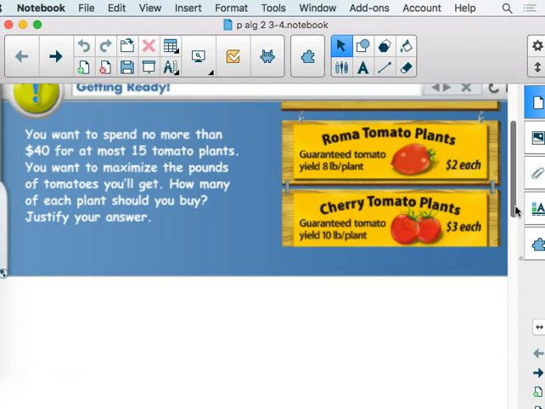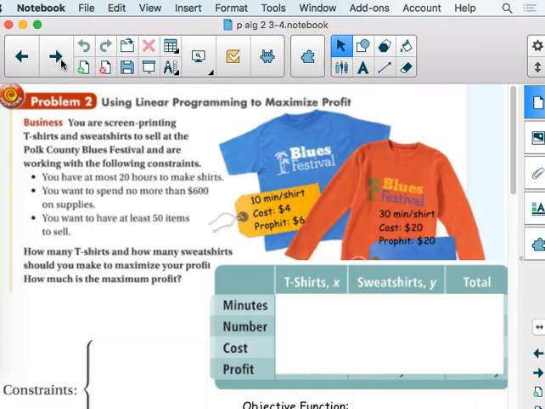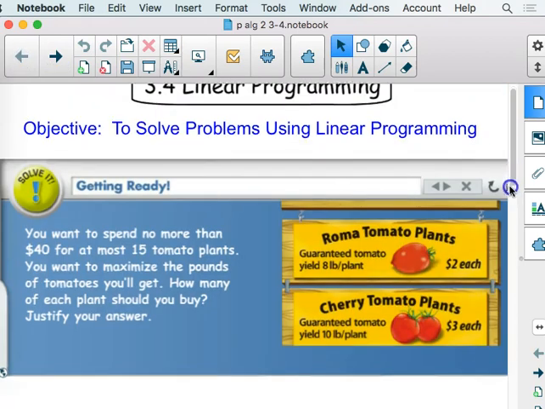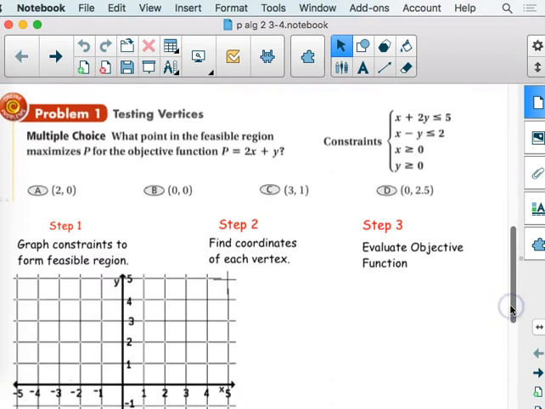So you want to maximize the pounds of tomato you get, because that's how people pay for tomatoes. You put the tomato on a little scale, and they tell you how much it is. How many of each plant should you buy? And justify your answer. So like I said, we'll come back to this one. We're going to do some non-word problem ones first, and then we'll come back and put this one together and do it from start to finish. So on the next page, where's the one that's not a word problem? Okay, this one.